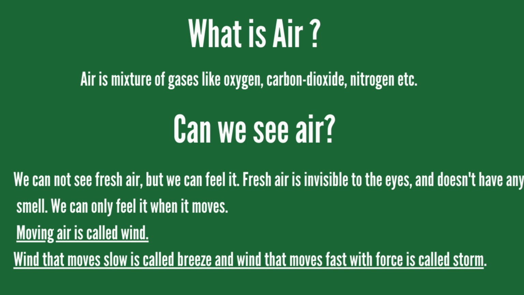What is air? Air is a mixture of gases like oxygen, carbon dioxide, nitrogen, etc. Kids, can we see air? We cannot see fresh air, but we can feel it. Fresh air is invisible to eyes and does not have any smell. We can only feel it when it moves. Moving air is called wind. Wind that moves slow is called breeze, and wind that moves fast with force is called storm.